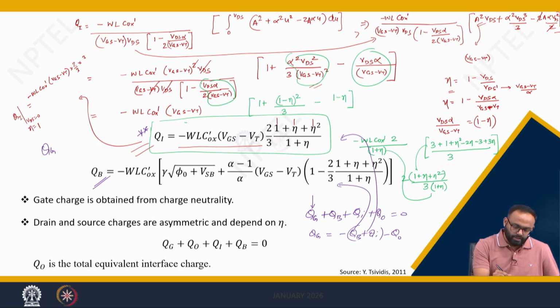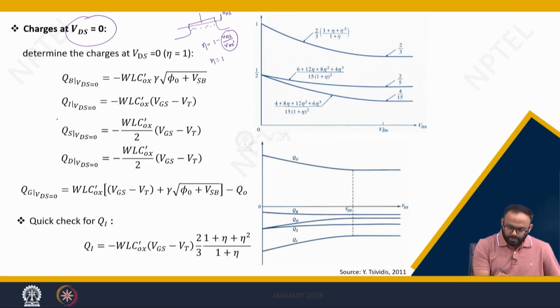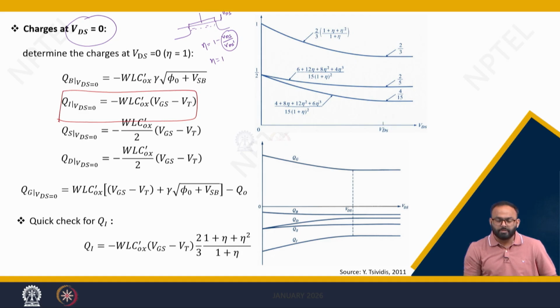So, ultimately you will get 3 by 2. This will get cancelled, and ultimately you will get the equation of inversion charge when VDS is equal to 0, which we have already derived when we were talking about DC analysis, right. So, this shows the same resemblance with DC analysis.